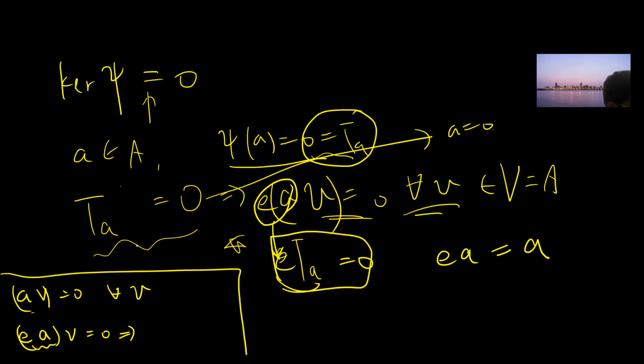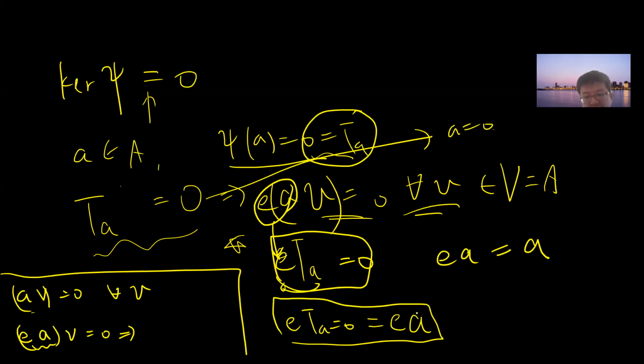So A has a unit element, right? So we know that ETA is 0. ETA is 0 just tells you that EA is 0, but EA is just A, so A is 0. Which means that the kernel of φ is 0, so this is injective. So once we prove it's injective, then we finish.